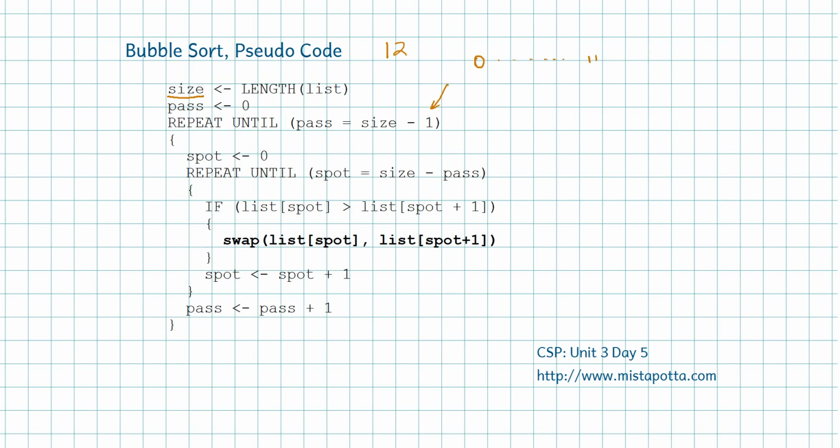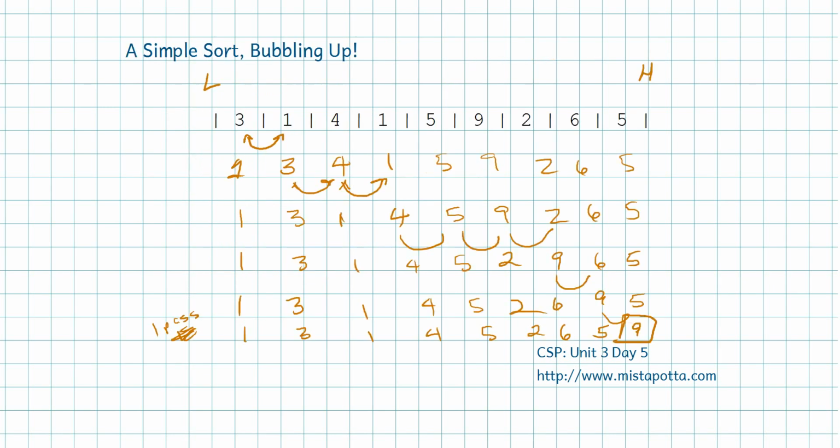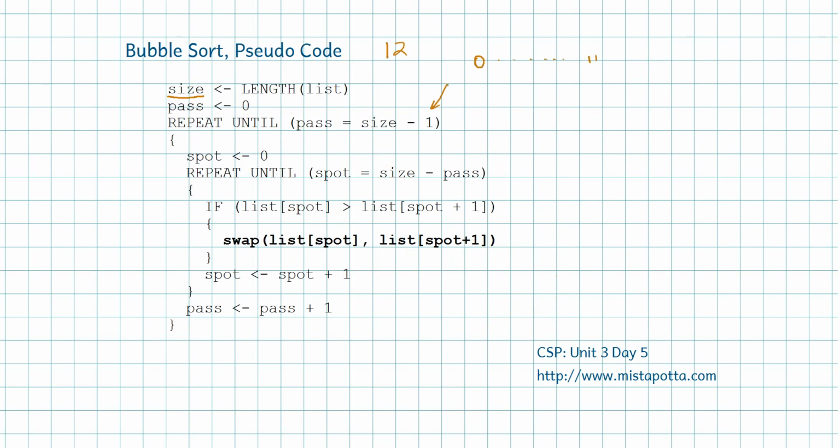But I check to see, am I bigger than the next spot? And that's what we kept doing. I kept saying, is 3 bigger than 1? Is 3 bigger than 4? Is 4 bigger than 1? If it is, then I need to swap them. If it isn't, like it was for this streak here, then I don't swap them. So if it is bigger, then we do the swap. And then I move to the next spot, and I do that each time I go through the list.